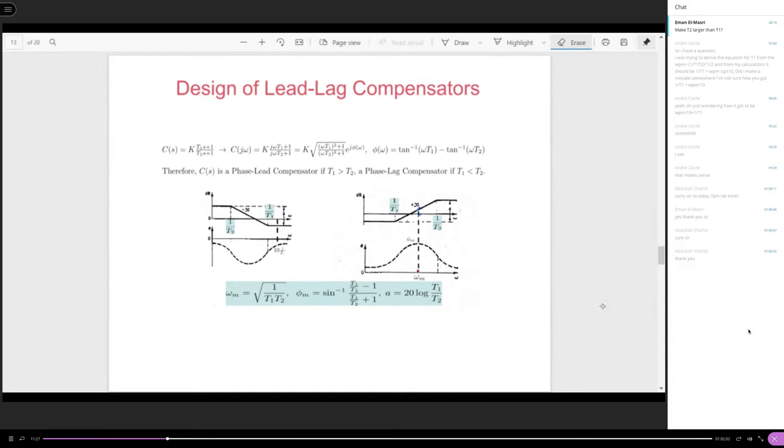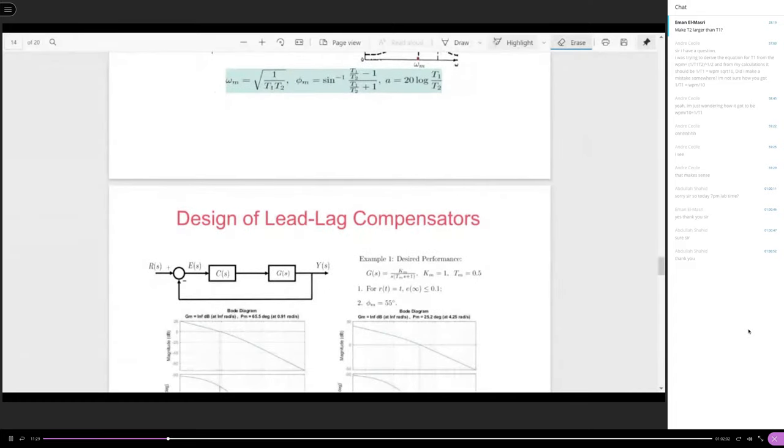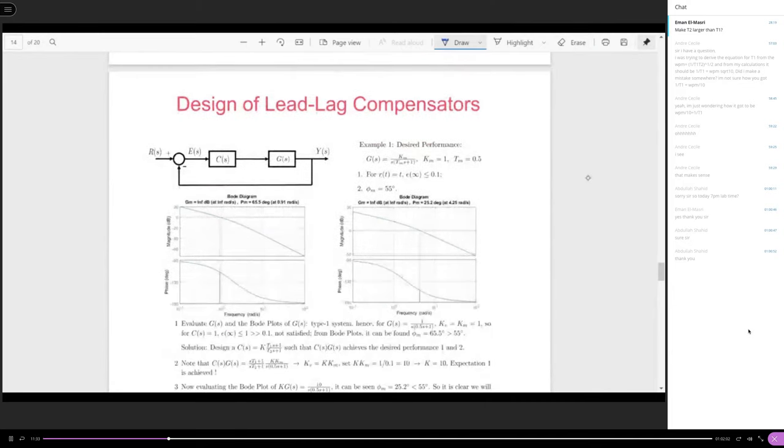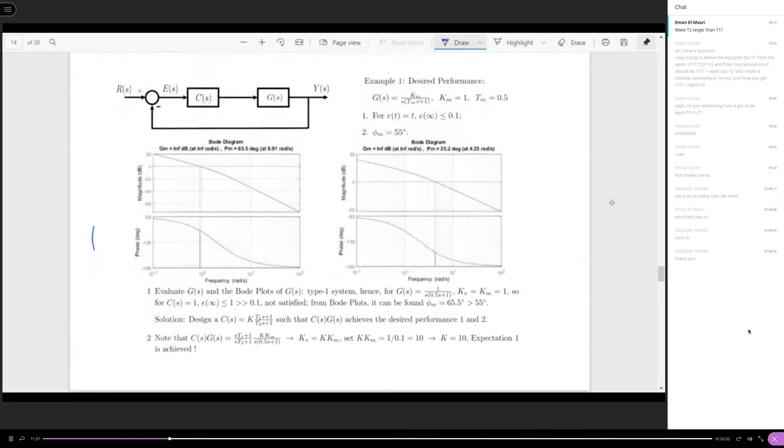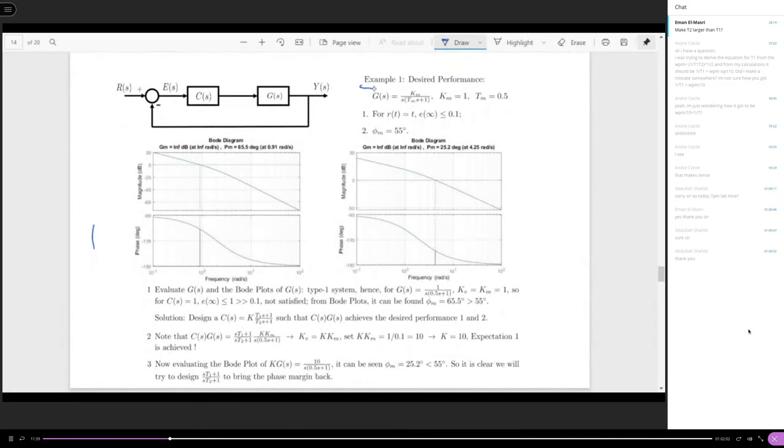And this example is about the design of the phase lag compensator, okay? Let's look at the problem here. This is example one. I have a plant here, and the plant model is given here. It's a motor's model, okay?